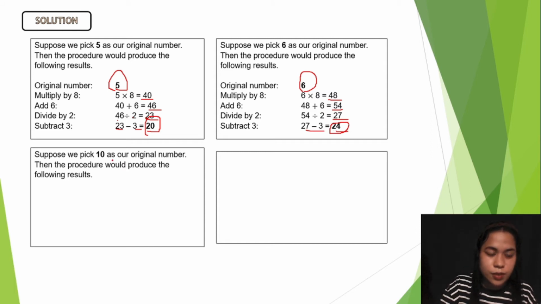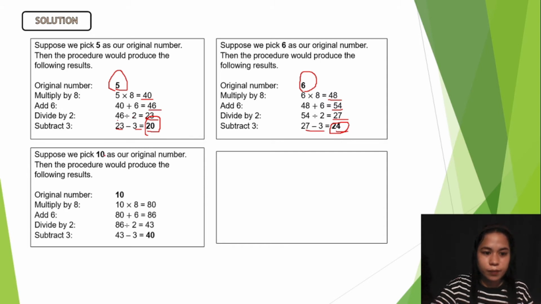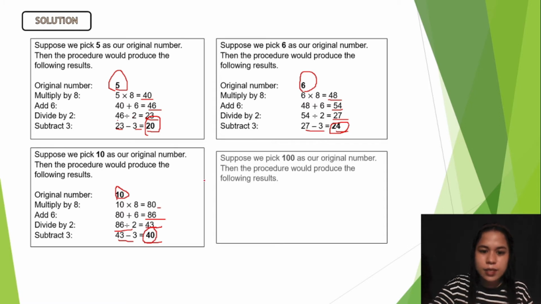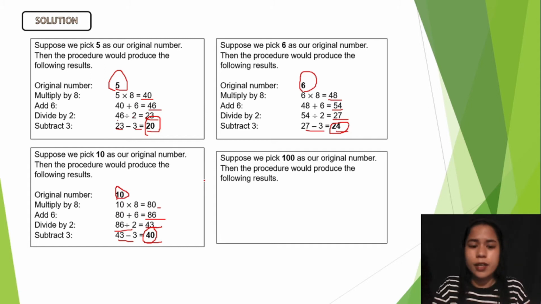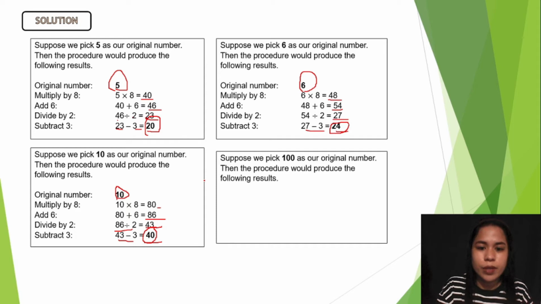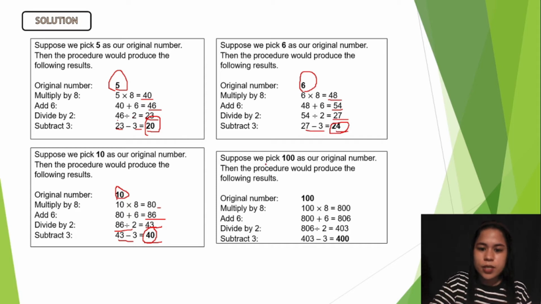Another, suppose we pick 10 as our original number, then the procedure would produce the following result. So, our original number is 10, and then the result here is 40. So, 10 times 8, 80. 80 plus 6, 86. Divided by 2, we have 43. And 43 minus 3, we have 40. And then the last, if we pick 100 as our original number, then the procedure would produce the following result. So, ito yung original number natin, and then the result here is 400.